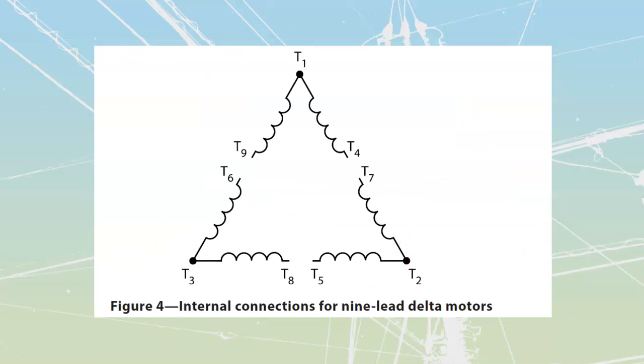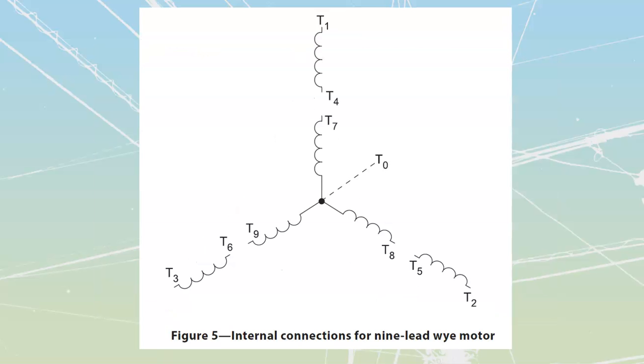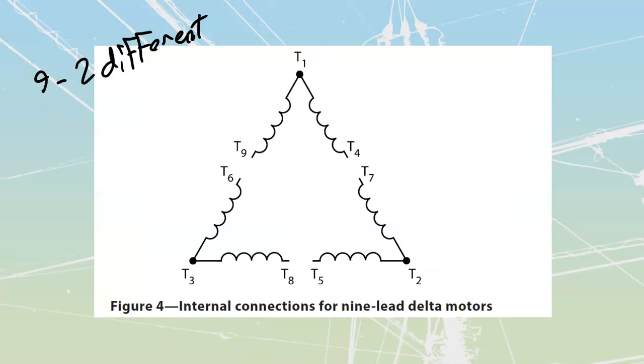If I have a 9-lead motor, I don't have as many connections. A 9-lead motor is only going to be a dual, okay? 2 different voltages that I'm going to be able to have out of these things, whether it's going to be a 9-lead delta that I have over here, or whether it's going to be a 9-lead Y. Once again, it's going to be 2 different voltages that I'm going to be able to have. Beautiful.